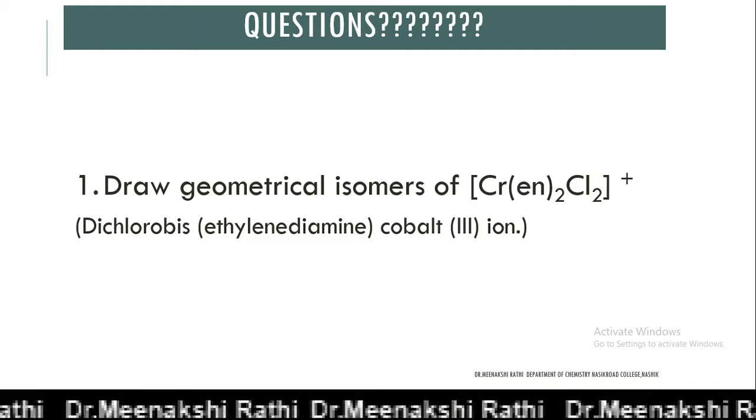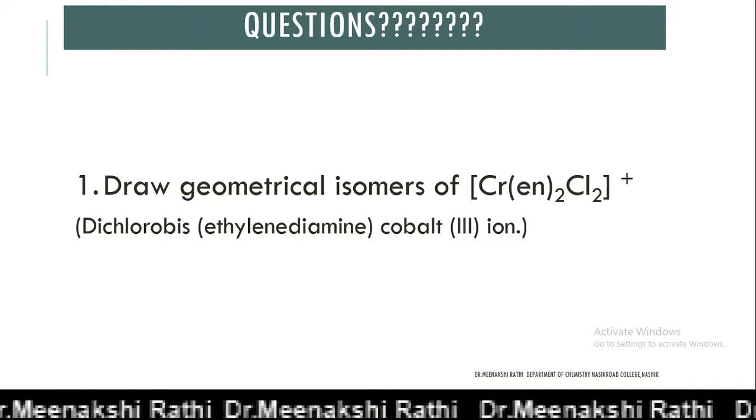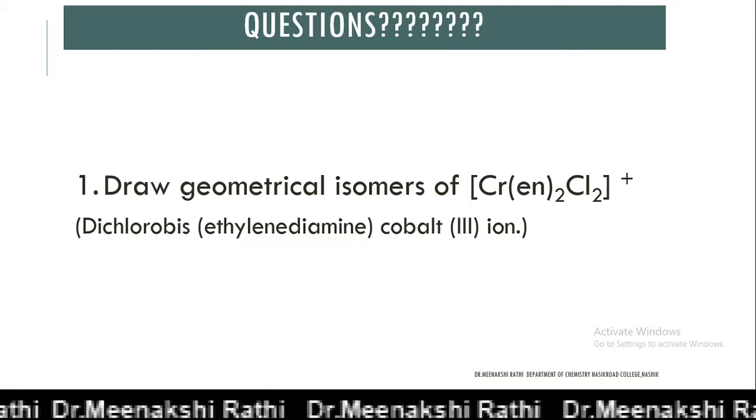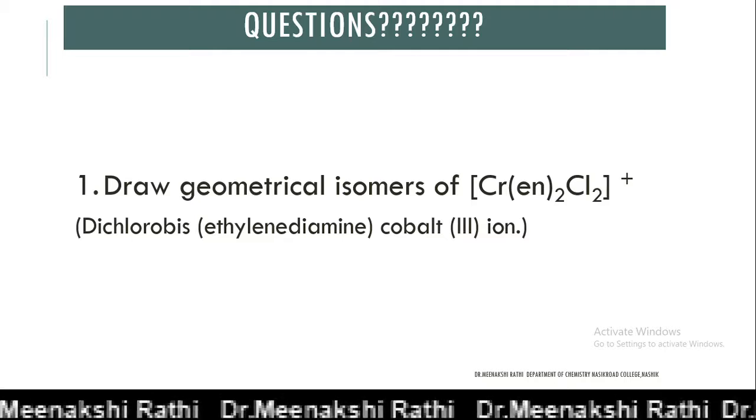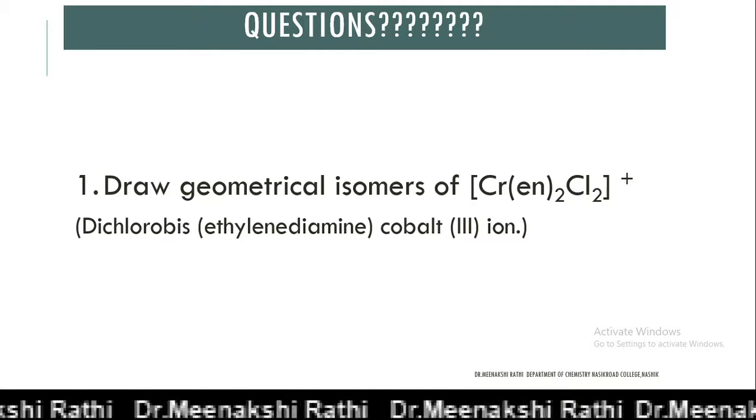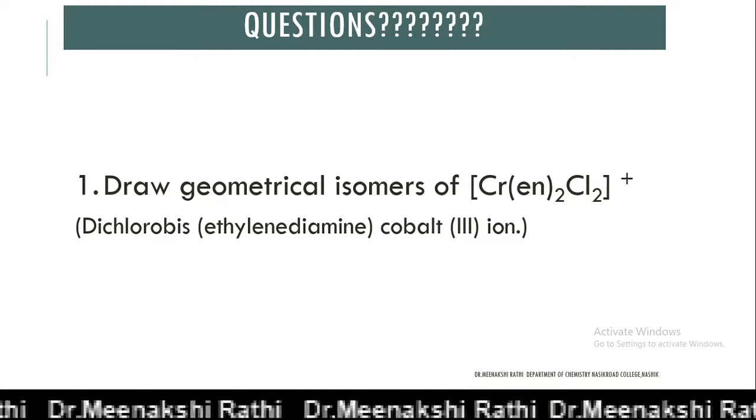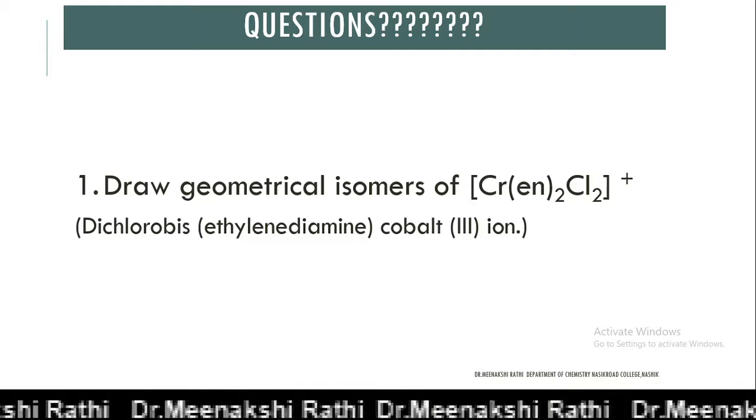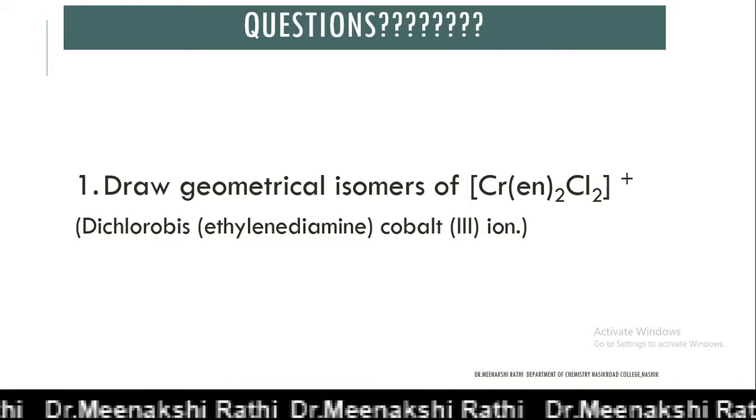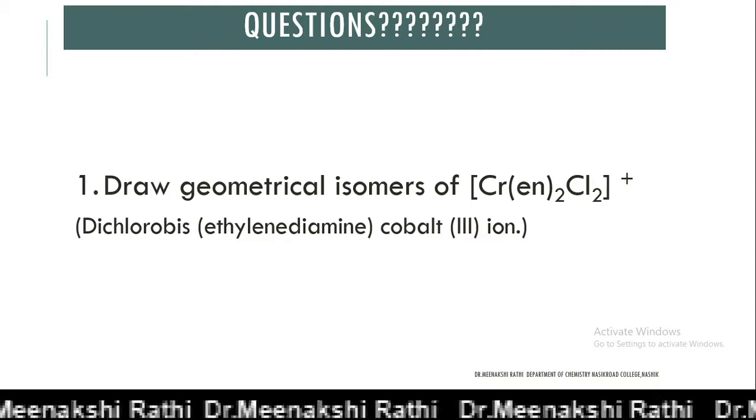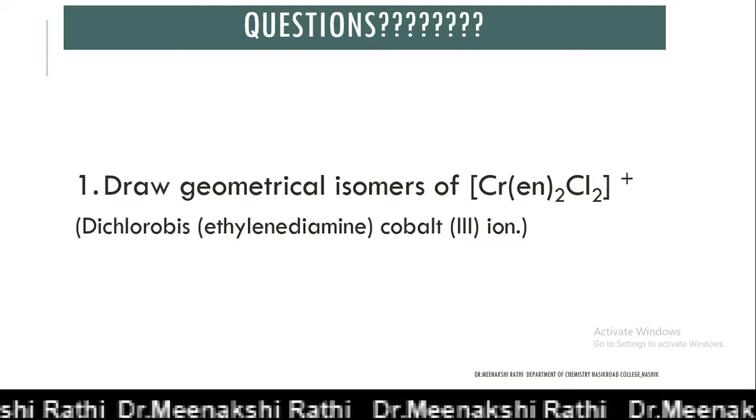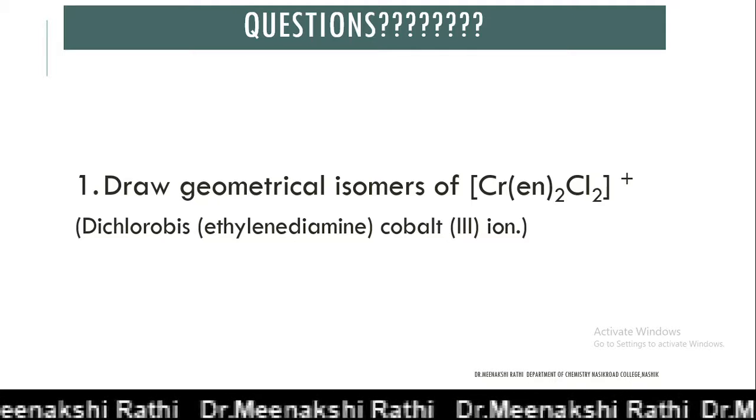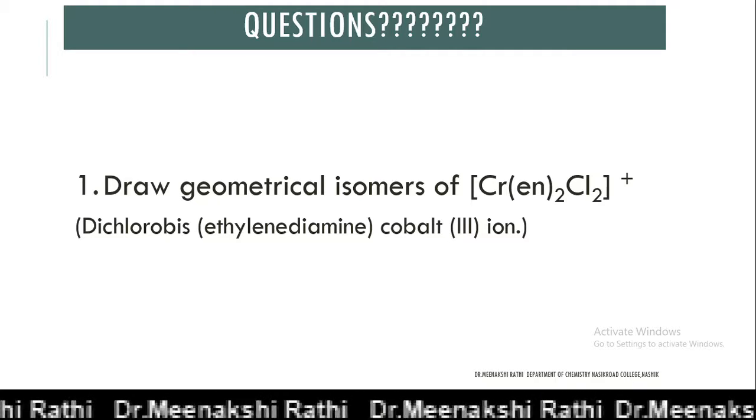Before writing the answer, one thing you need to take care of is that you should first understand the difference between geometrical and optical isomers. There are two types of geometrical isomers, cis and trans. Cis means two similar groups are present on the same side, and trans means two similar groups are present on opposite sides. So how can we draw the geometrical isomers of this complex? See the answer.